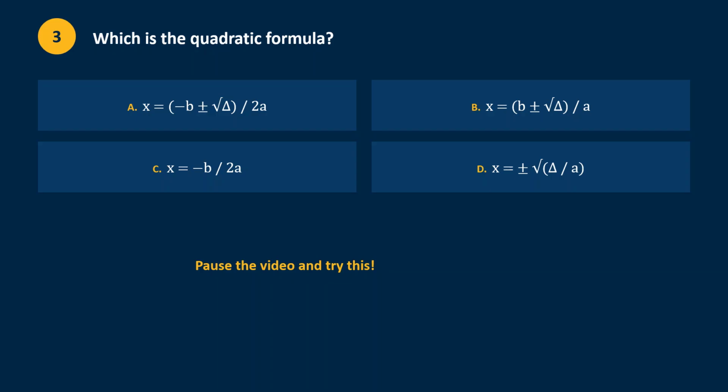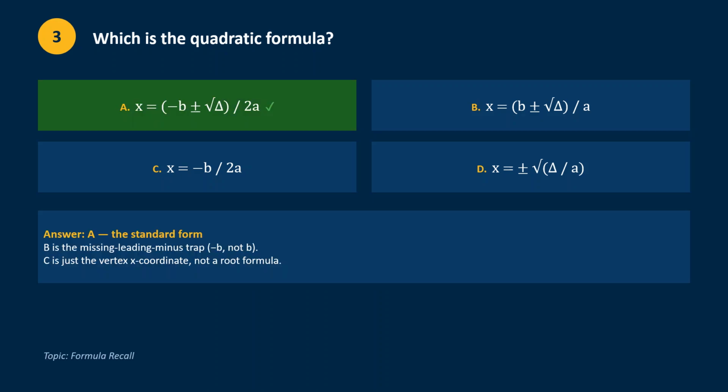Question 3. Which of the following is the correct quadratic formula? Take a look at the 4 options and choose the right one. Pause now. The correct answer is the one showing x equals negative b plus or minus the square root of b squared minus 4ac, all divided by 2a.